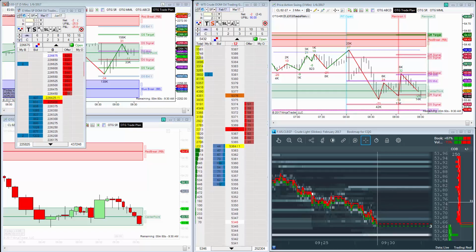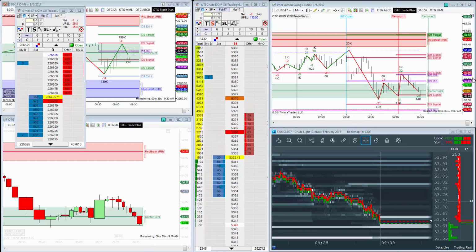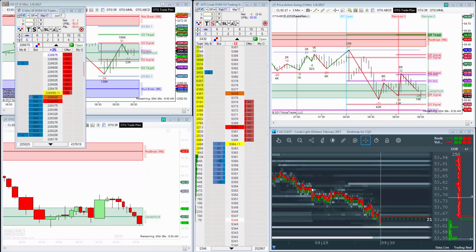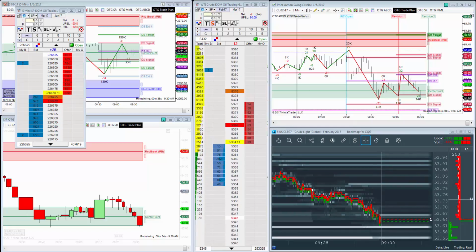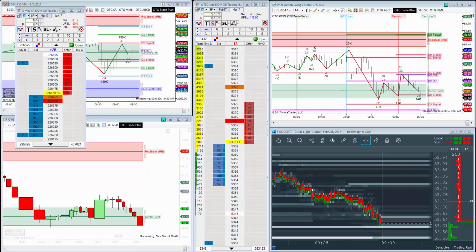64, 63. The target is going to be $39. 39 is the target underneath. 39 is your target. So this is on your trade plan today. 39 is your target underneath you here.